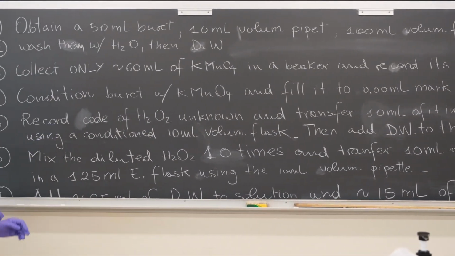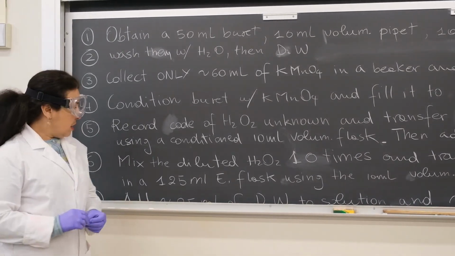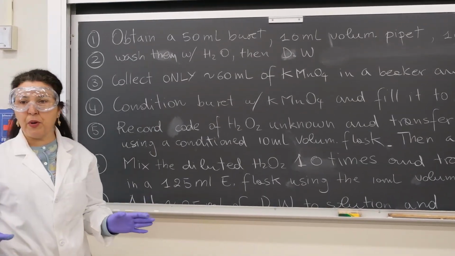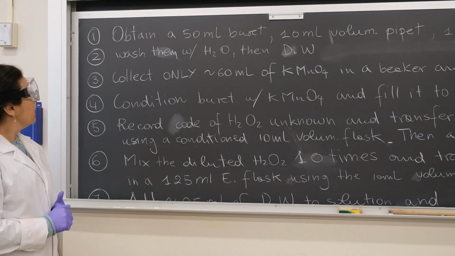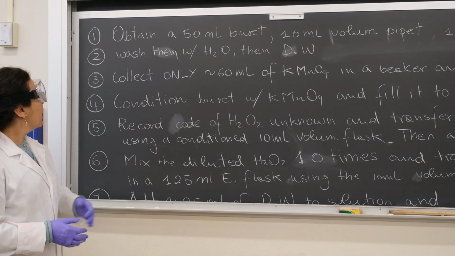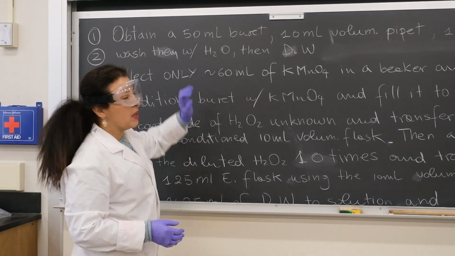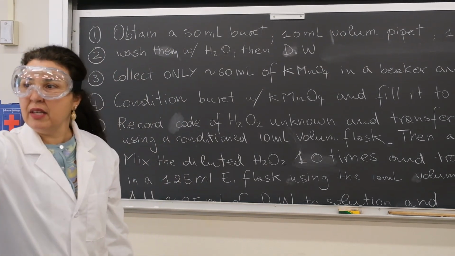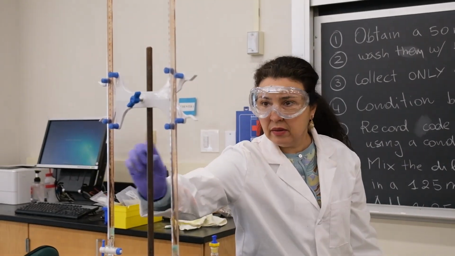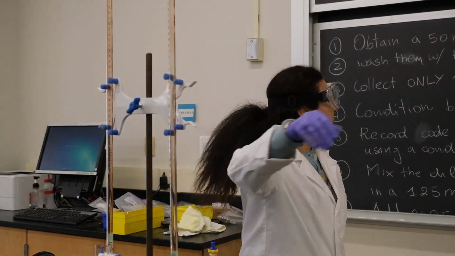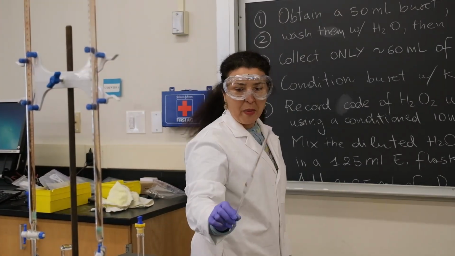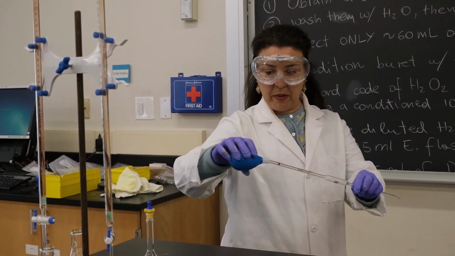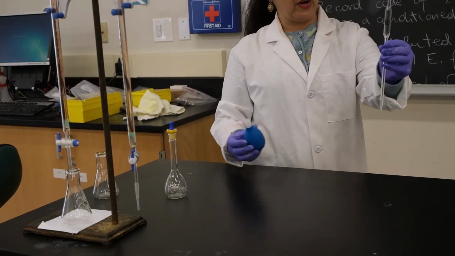Now let's look at the procedure, okay? The procedure is very simple. We have already done multiple titrations, so we should be very familiar with the glassware. We're going to use a 50 milliliter burette. You have it here. I have 2 here, okay? And you're going to use a 10 milliliter volumetric pipette with a bulb, right here.